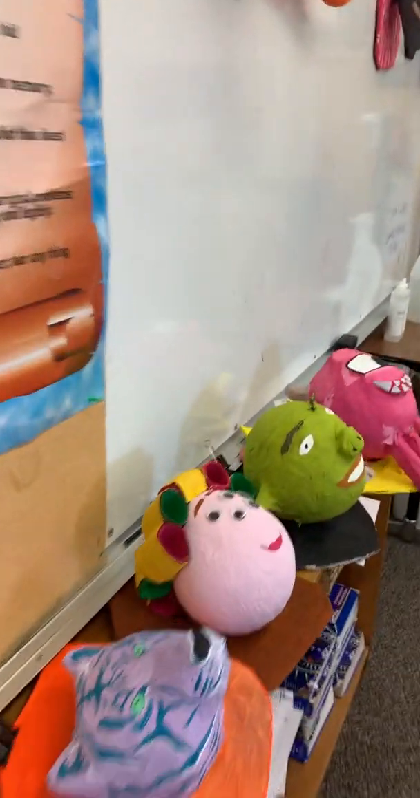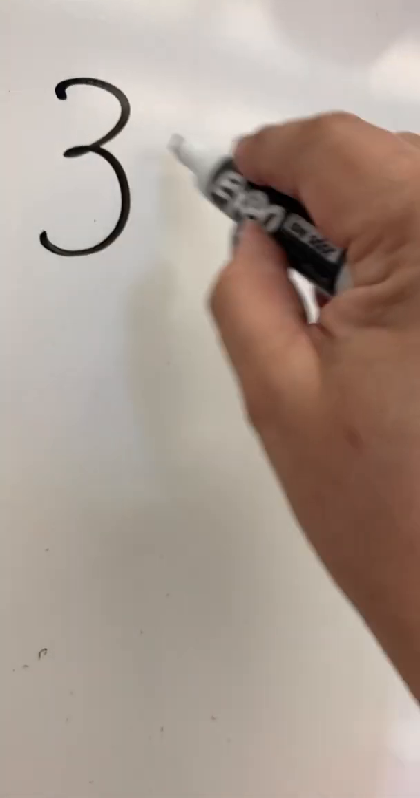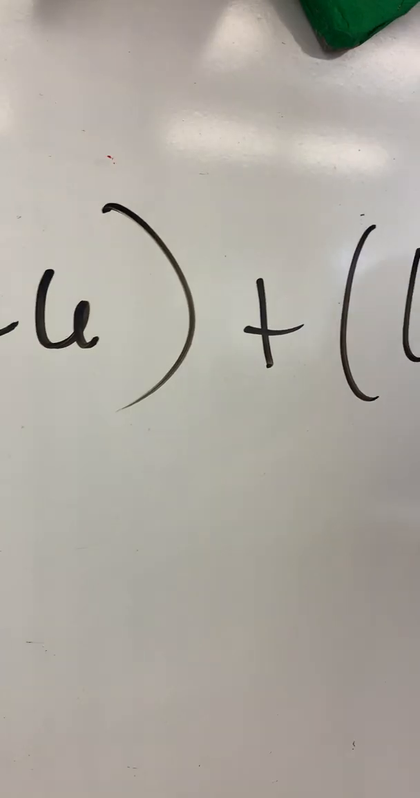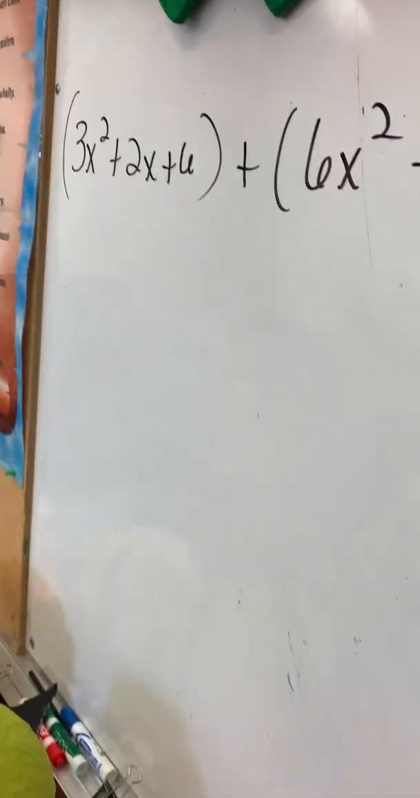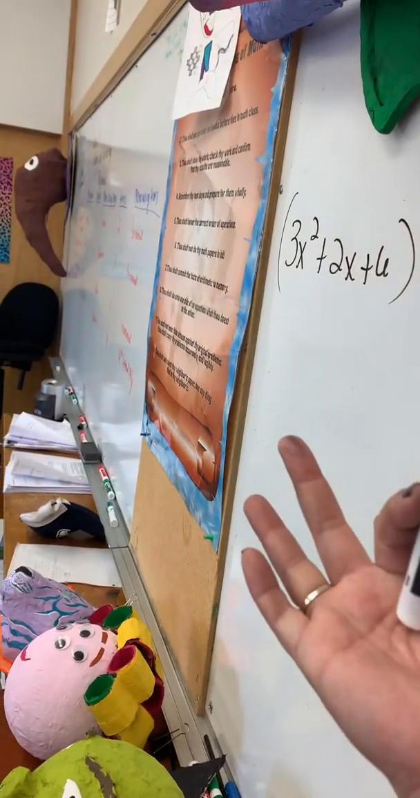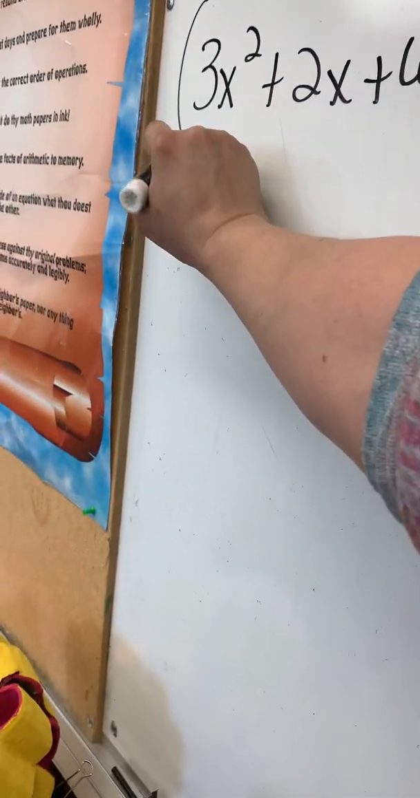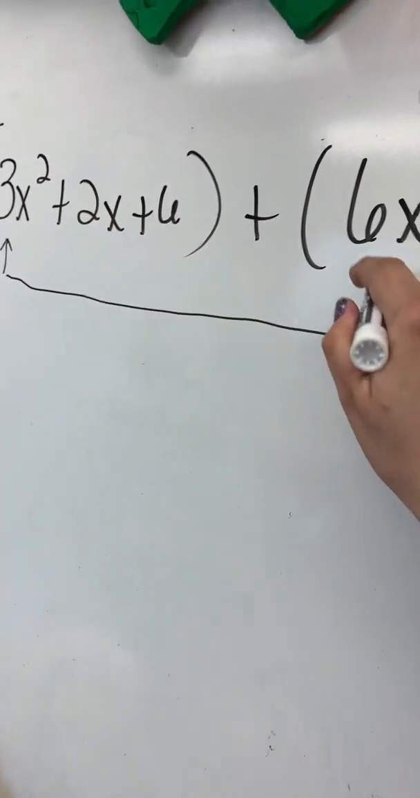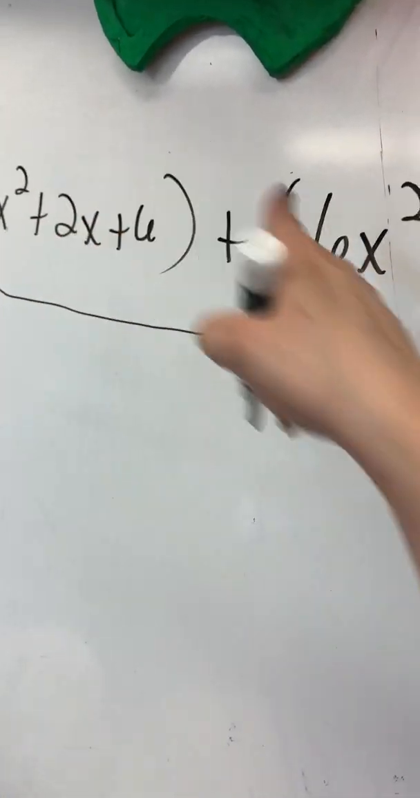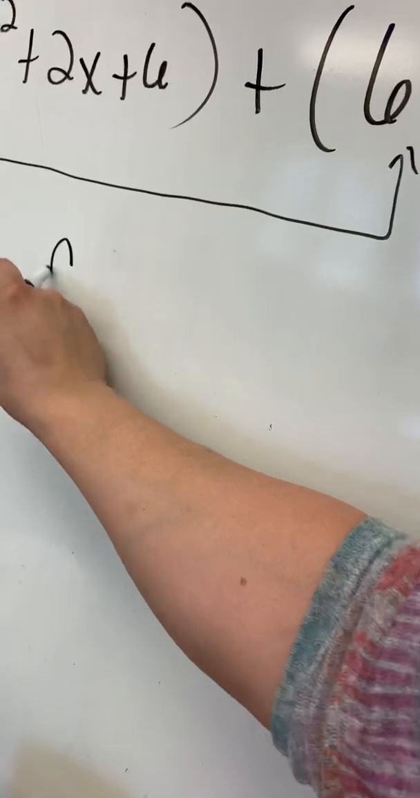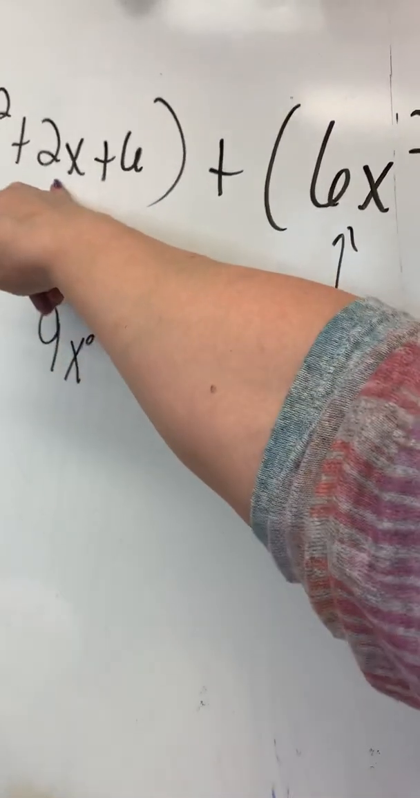All right. Adding and subtracting these. Combining like terms. Like terms. So think similar. Think like. I've got to combine these two because they are your like terms. They're both x squareds. What is 3 plus 6? 9x squared.